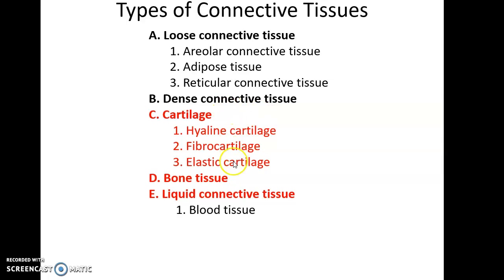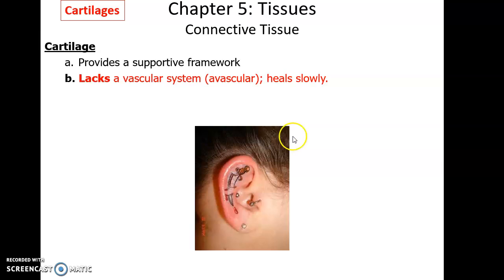All right, moving on to cartilages, bone tissue and liquid connective tissue. Cartilage. Cartilages are important. They often provide a supportive framework. So the harder part of the outer ear is given its shape by the cartilage within. Cartilage lacks a vascular system, so it's avascular. This is the exception to the rule. So it lacks blood vessels, so it heals slowly.